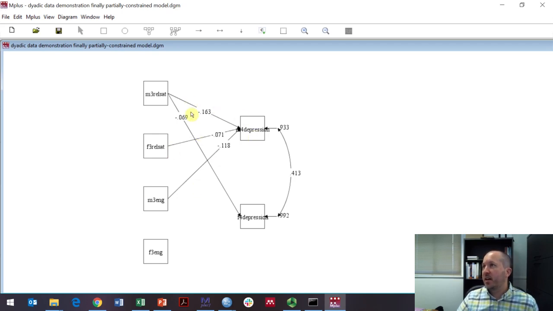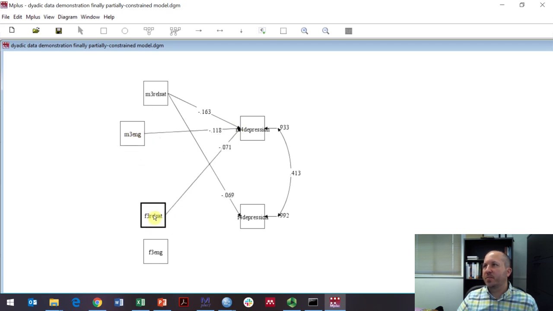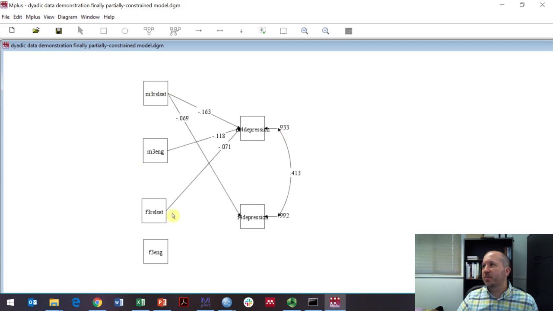So you can see the significant, here's that 1 significant actor path, and that significant actor path for, oh, there we go. This kind of did it in an odd ordering, so let me fix this so it looks a little bit better. There we go. That's better. All right, so here's mothers to mothers, mothers to mothers, fathers to fathers, fathers to fathers. So here are the 2 significant actor paths, and then my 2 significant partner paths in this model.